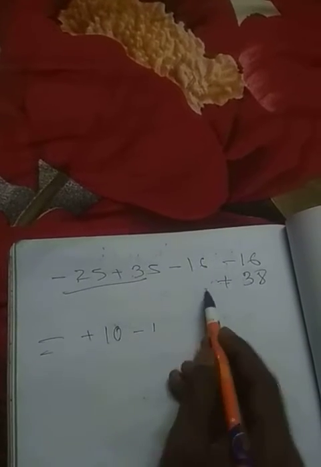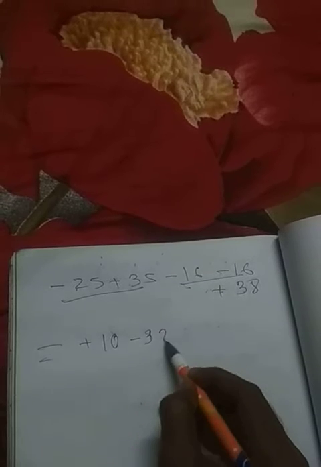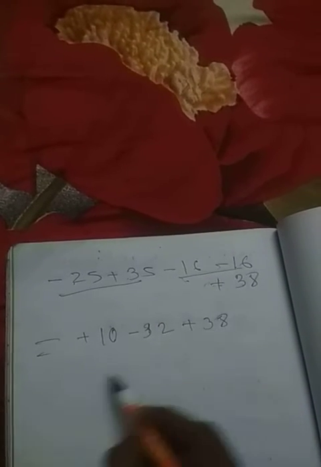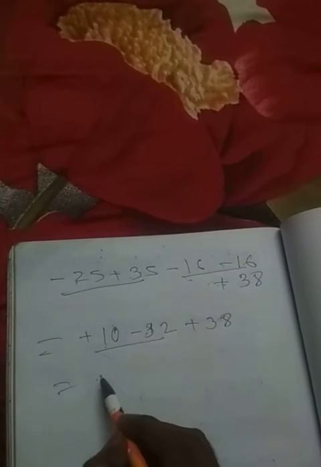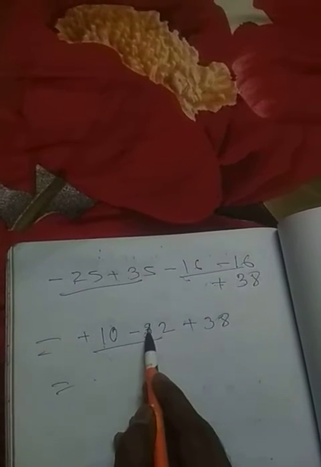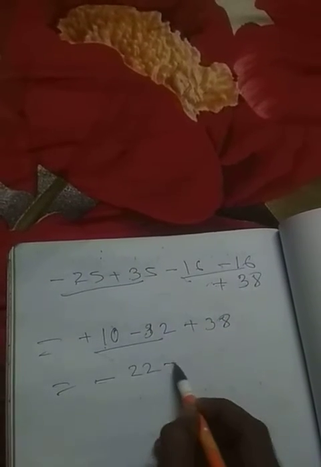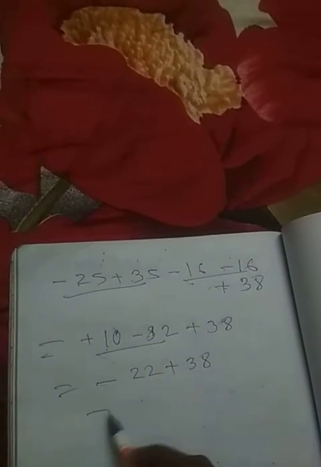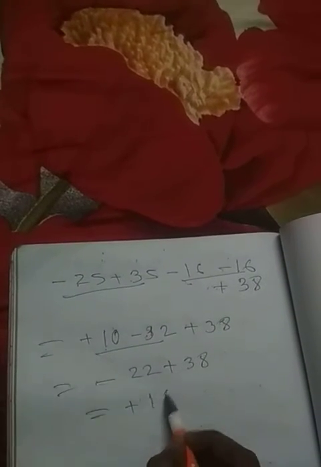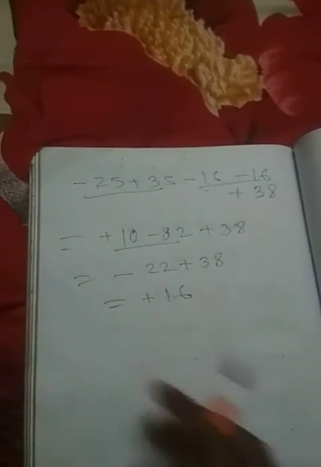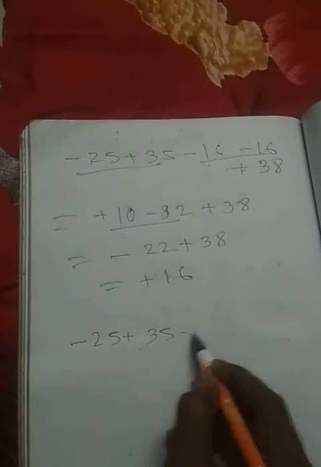Now here both are minus, so there will be a minus sign and you have to add that. Now here one is plus, one is minus, and minus is greater, so there will be a minus sign and you have to subtract. That is 22 plus 38. Now here the plus sign is greater, and you have to subtract, so the result is 16. You can solve like that, otherwise you can solve in another way also.